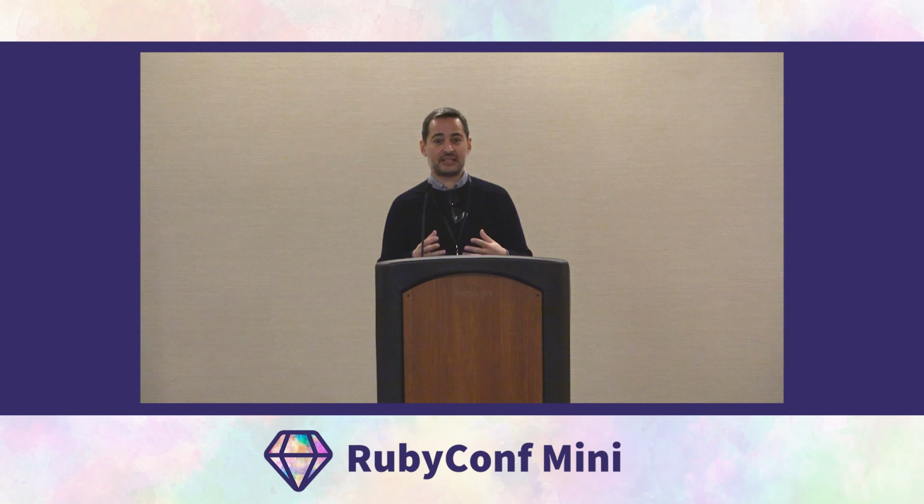So YJIT is a just-in-time compiler for the Ruby language. It was first released with Ruby 3.1, and now it has been ported to Rust from C this year and had a lot of great memory improvements and performance improvements, and it will be released with Ruby 3.2.